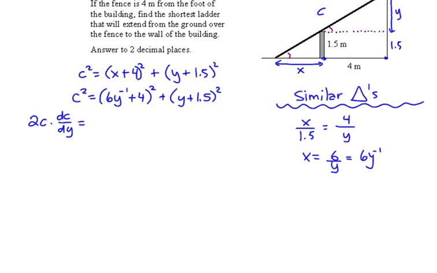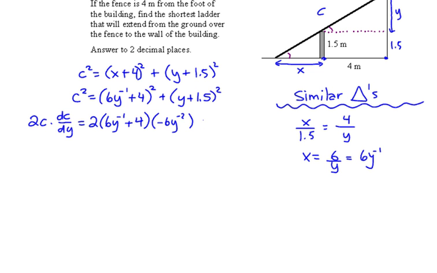Okay, how do we derive this guy? Within the chain rule, we're going to use the power rule. So bring down the 2, leave the inside, minus 1, times the derivative of the inside, which is negative 6 y to the power of negative 2. Right? Because you subtract 1. So negative 1 times 6, and then subtracting 1 gives you negative 2.